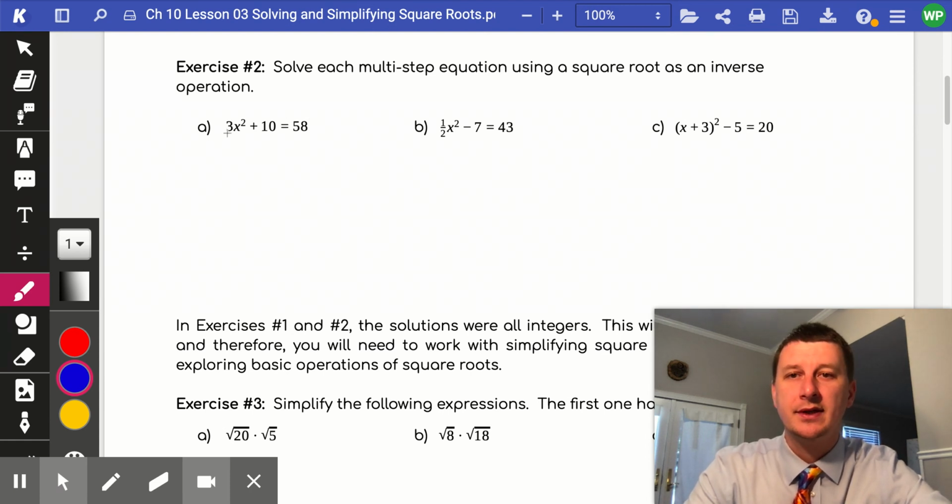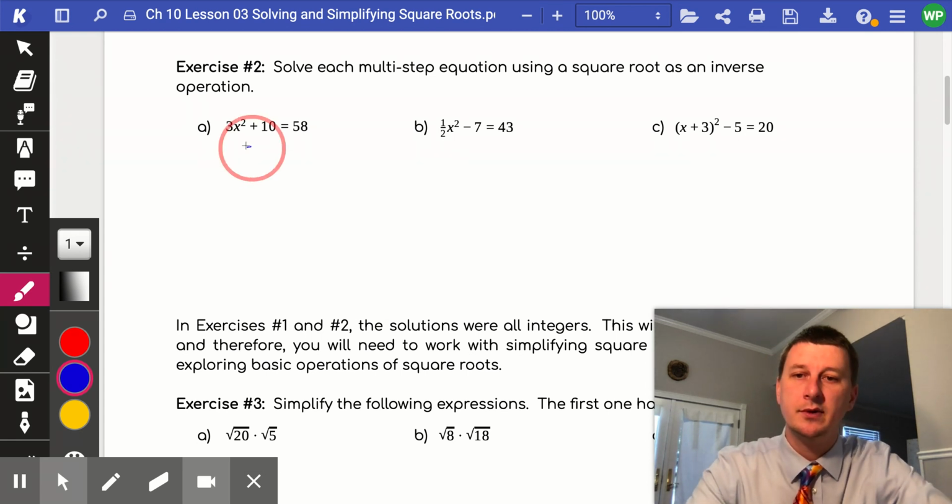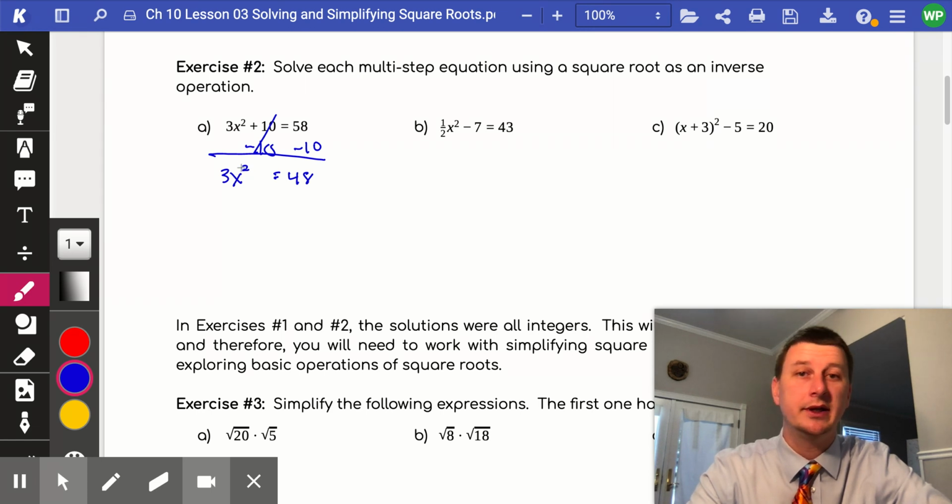Now, just as if this was the equation 3x plus 10 equals 58, the first thing that we would do is we would subtract 10 from both sides of the equation. That's going to give us 3x squared. 10 minus 10 will cancel out and will be equal to 48. Now, before we take that square root, because we do need to eventually get rid of that square, we have this 3 being multiplied by x squared.